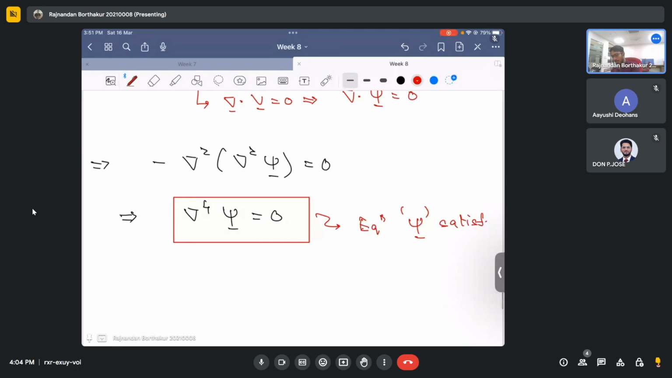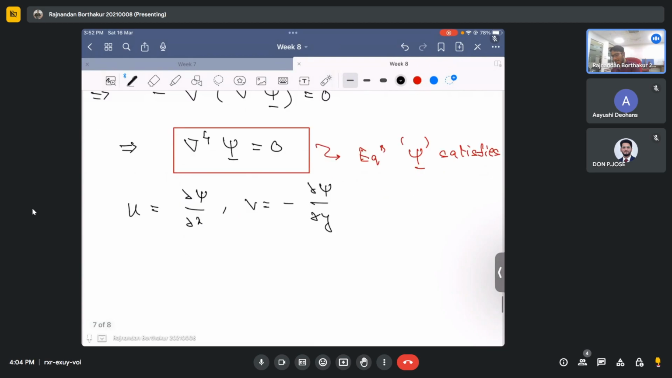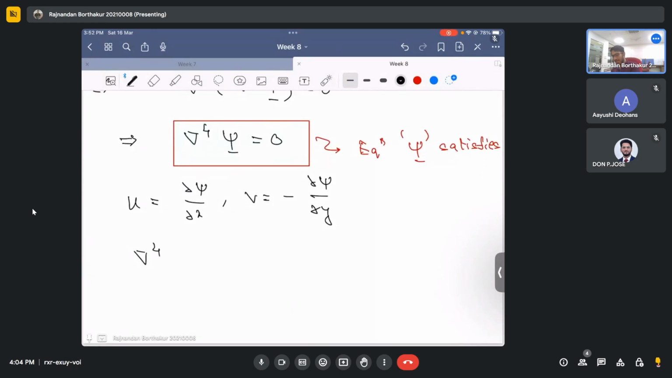Now if we use this relation that u is del psi by del y and v is nothing but minus del psi by del x, then you can say that the magnitude of the stream function psi essentially will satisfy del to the power 4 psi equal to 0. And I think this is something that you are more familiar with.